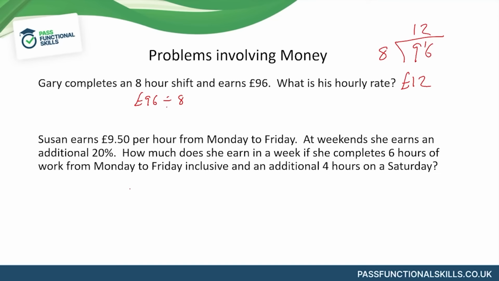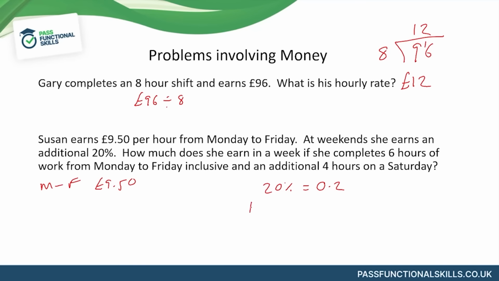For the next question, we often see questions like this in exams where the pay rate changes when people work at weekends. So we know that Monday to Friday, the pay rate is £9.50, and it's an additional 20% at the weekend. So how much does she get paid at the weekend? So we need to think about percentage multipliers here. Now, to calculate 20% of an amount, the multiplier would be 0.2. This number here is the decimal equivalent of 20%. In other words, it's this number here divided by 100.